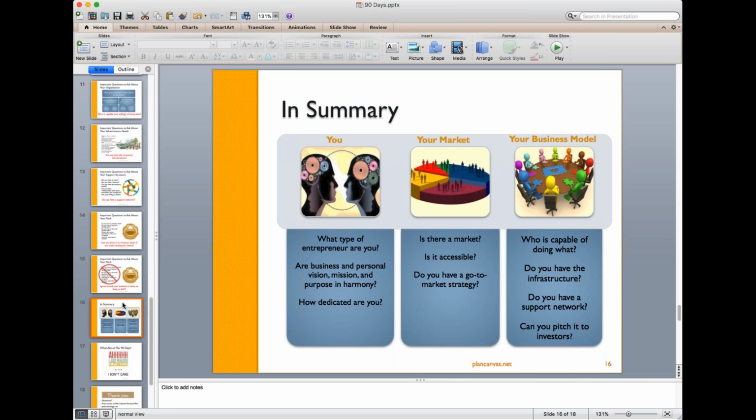Questions about your market. Is there one? And if so, can you get to it? If you can't, then you don't have a viable business model, no matter how great the idea. It may be a great business idea for someone else that can access that market, but if you can't, it's not viable, right? Do you have a go-to-market strategy? And then the questions about your business model: who's capable of doing what? Do you have the infrastructure? Do you have the support network? Importantly, are you willing to listen to the folks in that support network? And then finally, can you pitch this whole thing to investors? Even if you're not looking for them, could you do it?